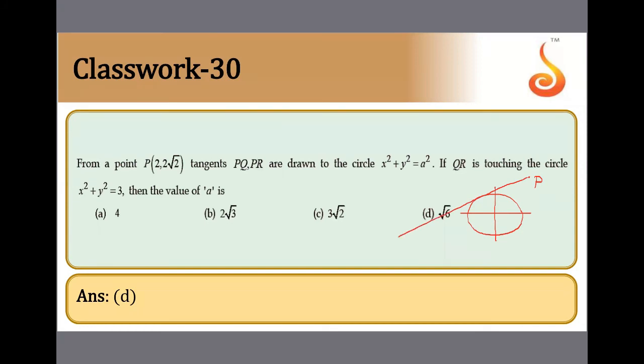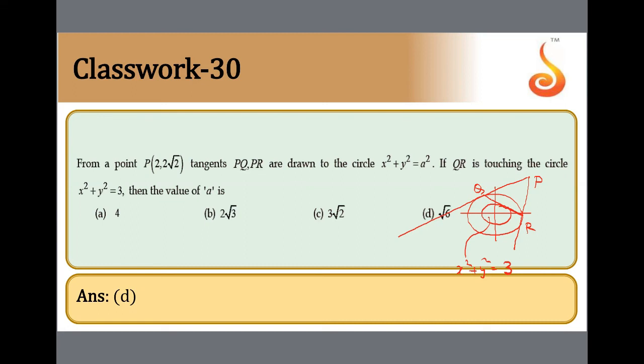So the point P is (2, 2√2). Tangents PQ and PR. This is PQ, this is PR. So this is the common chord. This chord is touching another circle, x² + y² = 3. You have to calculate the value of a.